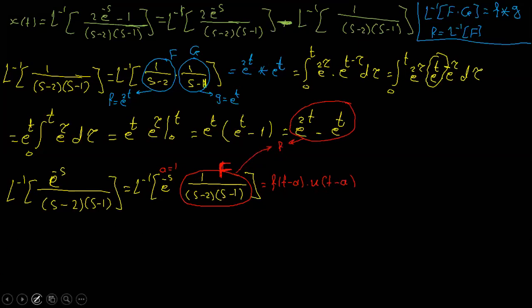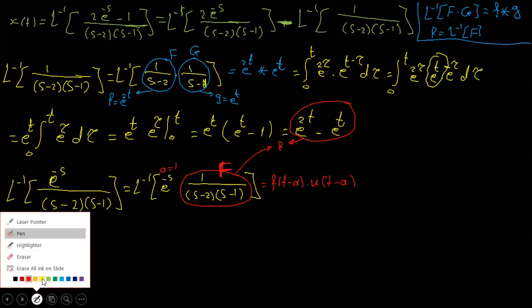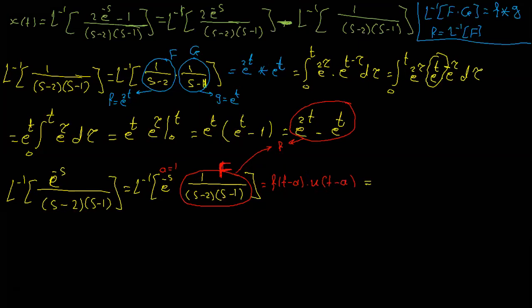So now I'm going to plug in my rule. The answer is given to be f of t minus a. So it is e to the 2t minus 1 because my a is 1, minus e to the t minus 1. All of them I'm going to multiply by u of t minus 1. Great. Now I found the inverse of this.